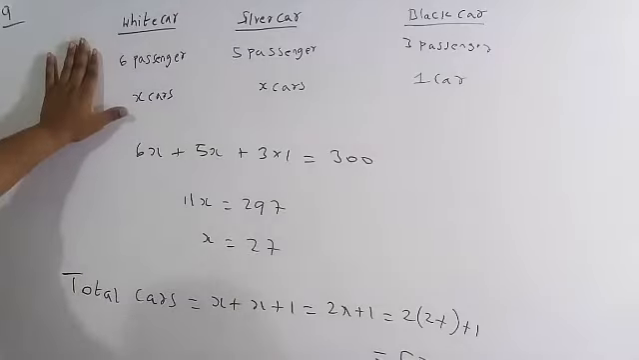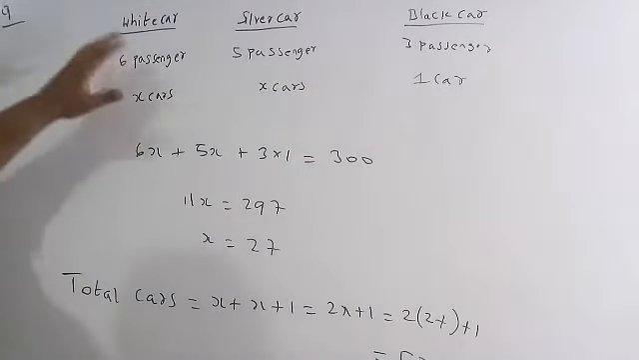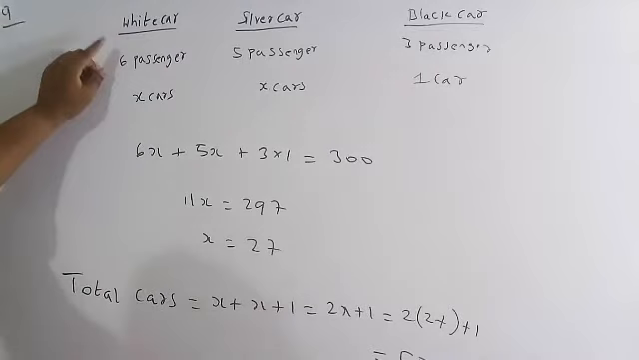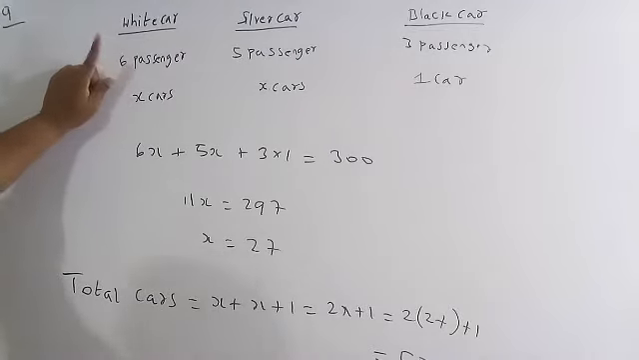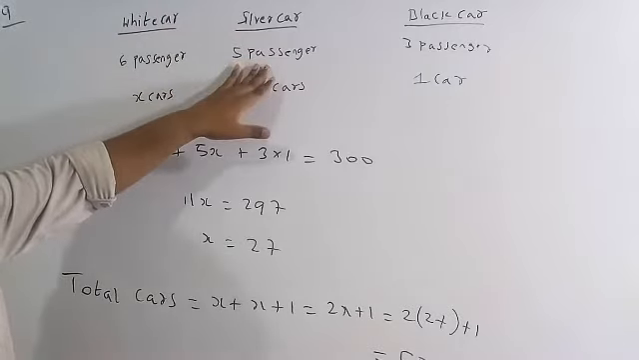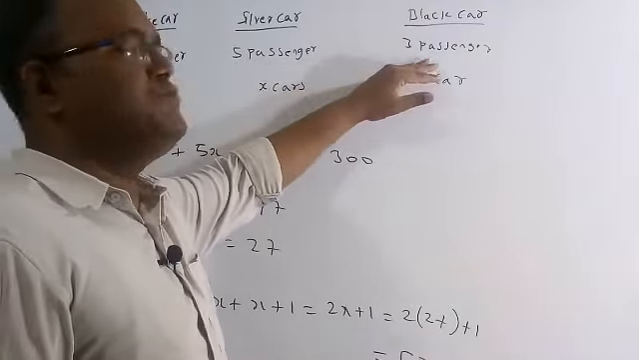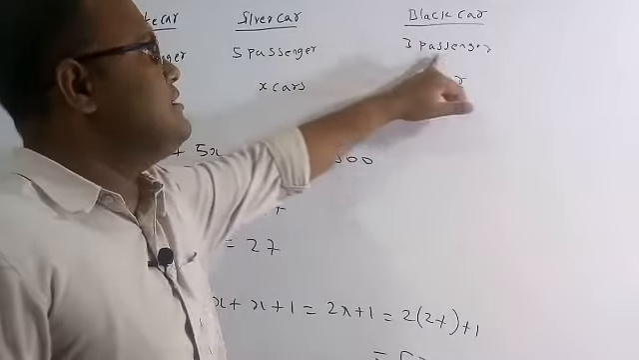In the question, they are given 3 cars: the white car, silver car and black car. In one white car, the total passengers that can sit is 6 passengers, and in one silver car the number of passengers it can carry is 5, and in one black car the number of passengers who can sit is 3 passengers.